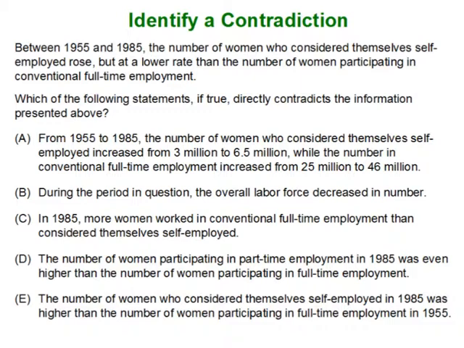So, with answer choice A, from 55 to 85, the number, now we're already in the right ballpark here, because we know we're talking about numbers and rates of women who considered themselves self-employed. This seems directly applicable to the answer, so pay attention. The number increased from 3 to 6.5 million, while the number of conventional full-time increased from 25 to 46.